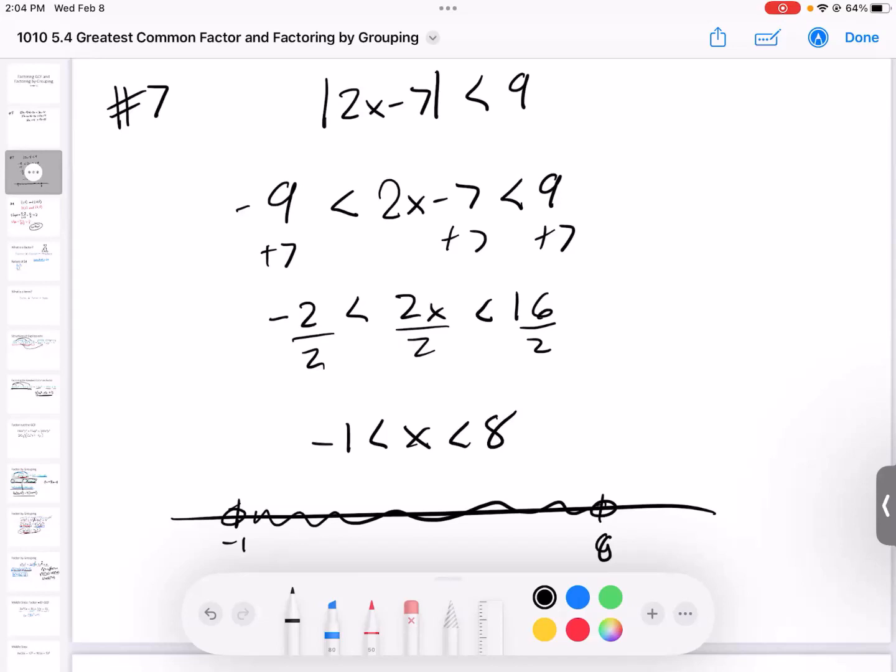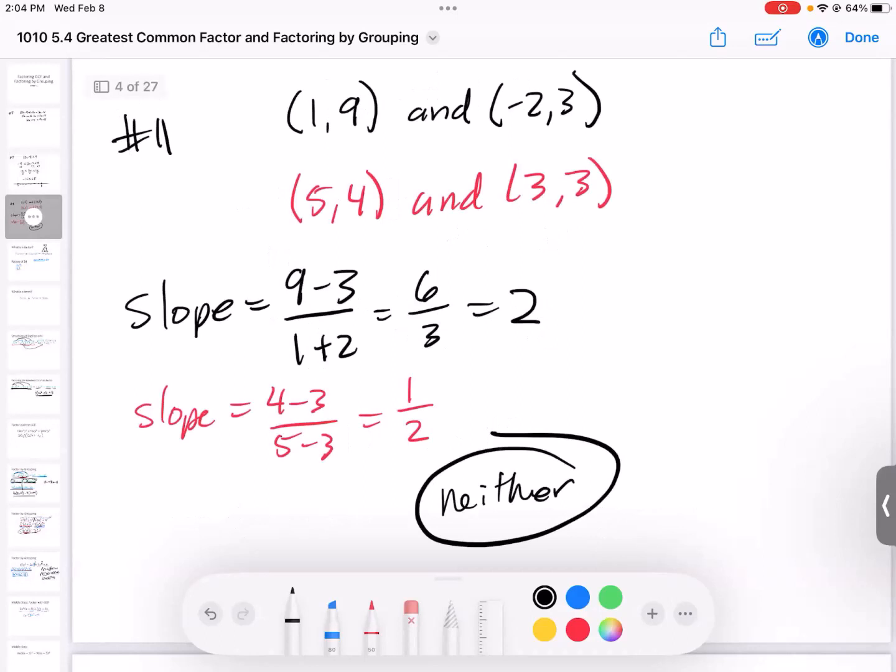So you say, okay, well, that stuff has to be in between negative 9 and 9, and then you add 7 to all the parts, divide by 2, and you end up with x's in between negative 1 and 8. And on the number line, that would look like an open circle at 8, an open circle at negative 1, and you shade all the space in between. So that's number 7.